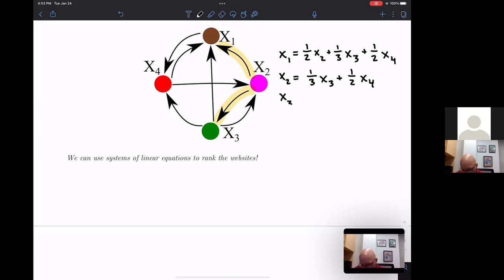And I'll do the same for X3. X3 is getting what? Nothing from X1. It is getting half of X2. Is it getting anything from X4? Nothing from X4. Okay, so X3 is just getting half of X2, and that's it. And then what about X4? X4 is getting all of X1's usership, and it's getting 1/3 of X3's stuff. And I think that's it.